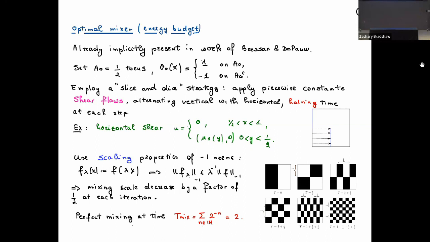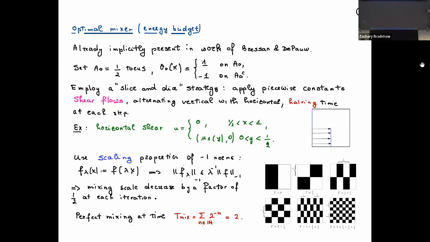So here's a very simple example. We take a binary function again. For many of these examples, we will evolve only binary functions, for the reason that I explained in the lecture this morning. The sets where you are 1 or -1 are exactly half. So my initial condition is a strip. The square denotes the periodic torus, and I take half of it to be +1, half of it to be -1. Then we evolve it using what we call a slice and dice strategy.